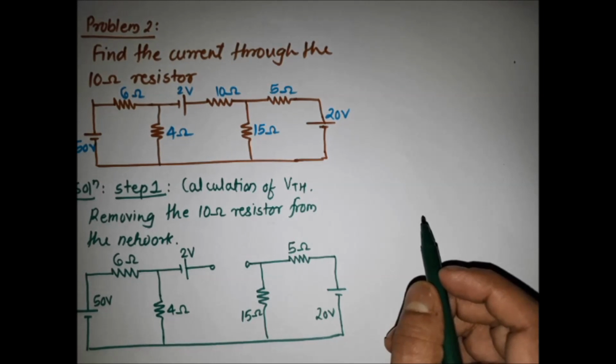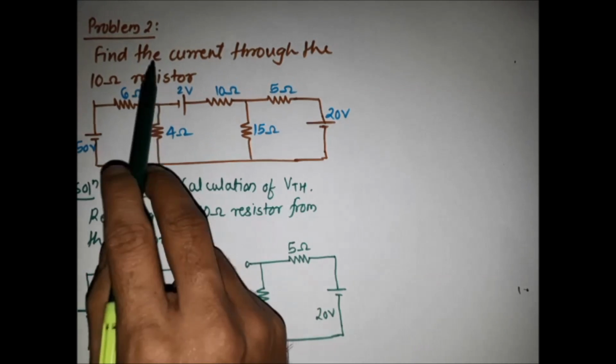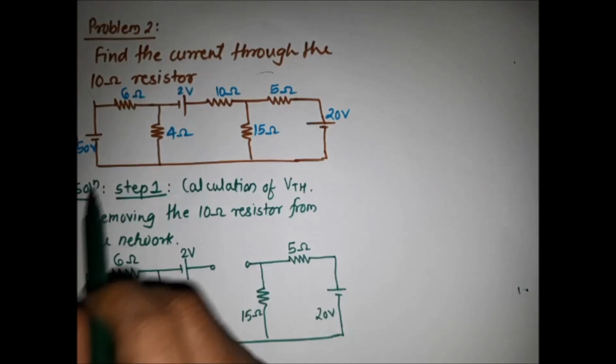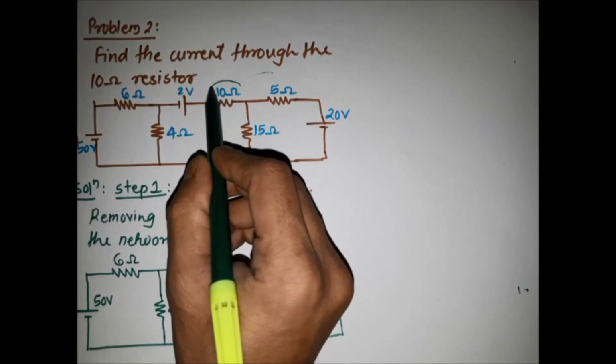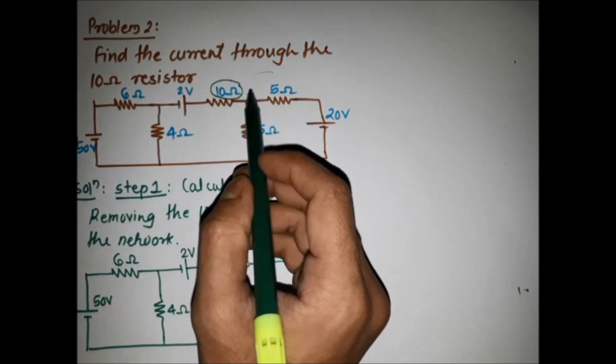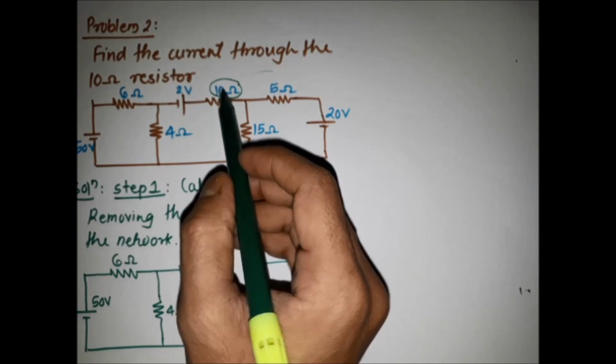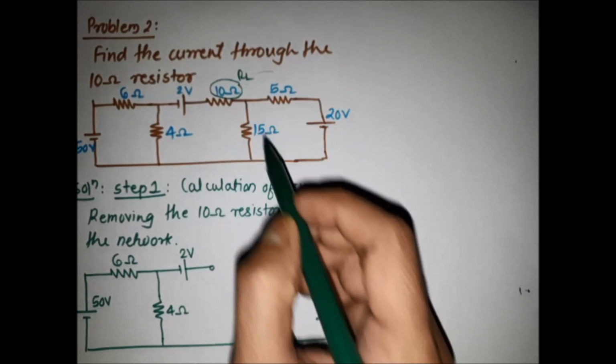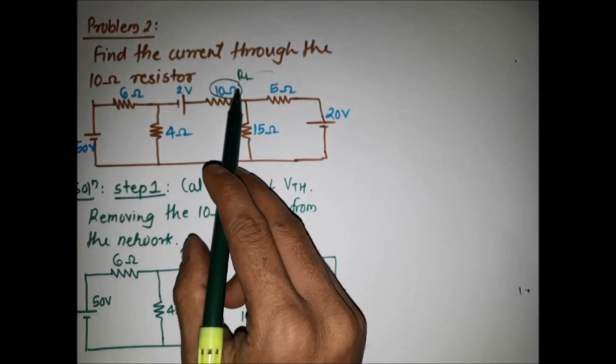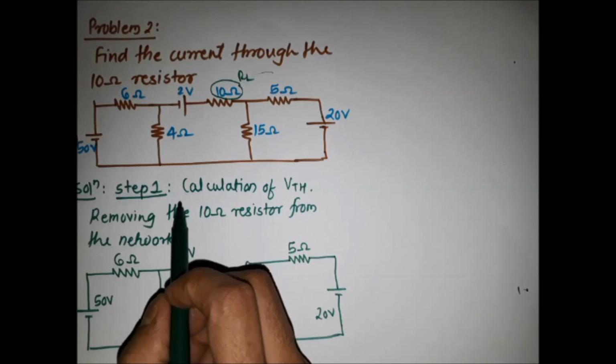Now the second problem, which is based on Thevenin's theorem: find the current through the 10 ohm resistor. That means we have to find the current through this 10 ohm resistor. As we know, the resistor through which we have to find the current is considered the load resistor. Now the 10 ohm here is the load resistor.